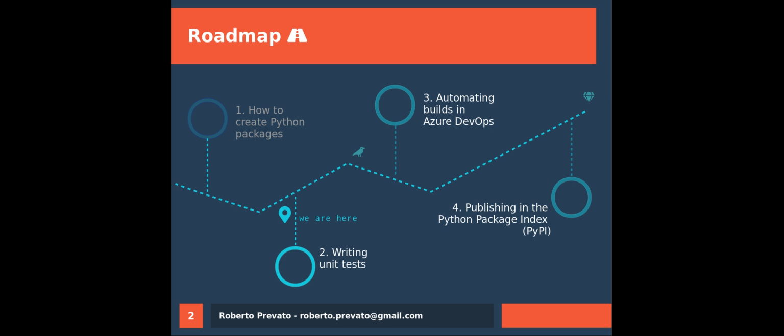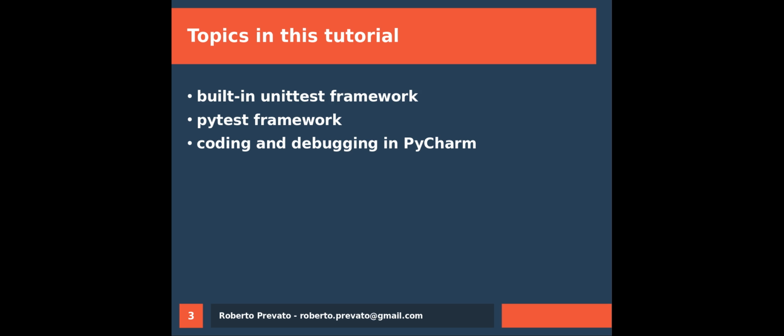As I said in my previous tutorial, this is a part of a series in which I will explain how to create Python packages and configure a project in Azure DevOps and publish the package in Python package index. In this tutorial, I will describe the following: how to write tests using the built-in UnitTest module and PyTest framework. I will show how to code and debug them in PyCharm and how to use test discovery.